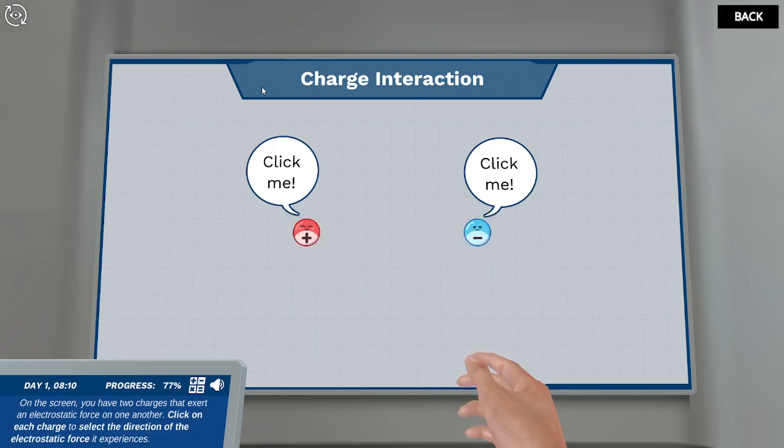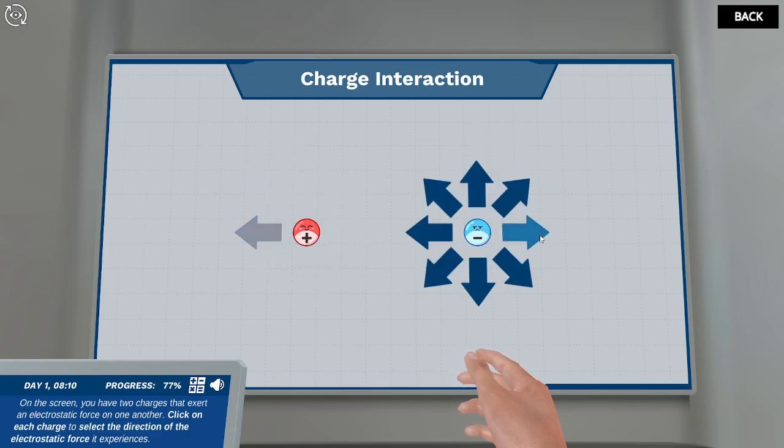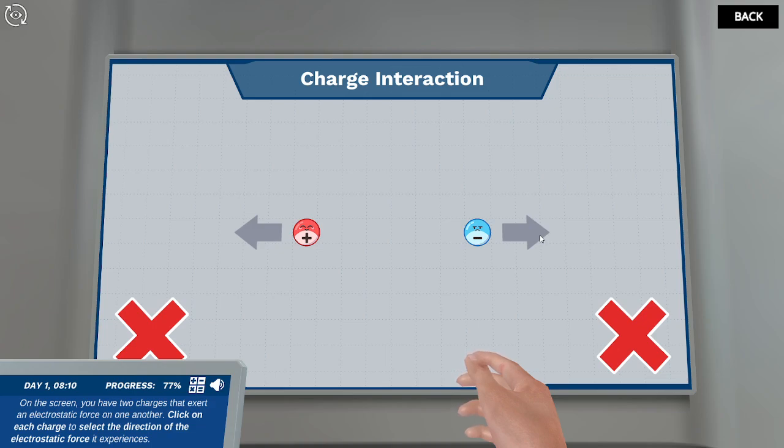On the screen, you have two charges that exert an electrostatic force on one another. Click on each charge to select the direction of the electrostatic force it experiences. Careful! Remember that the electrostatic force acts along the line joining the two particles and that charges of the same sign repel, while charges of opposite signs attract. Let me clear the wrong answers for you so you can try again.